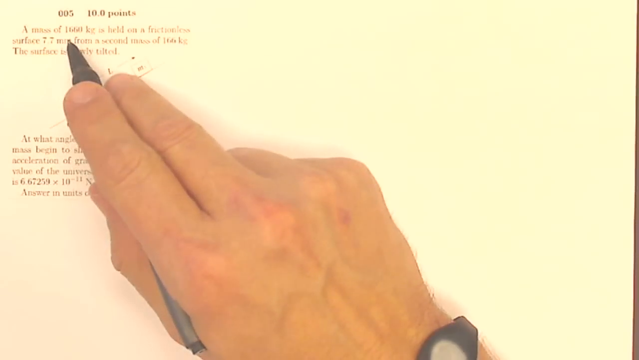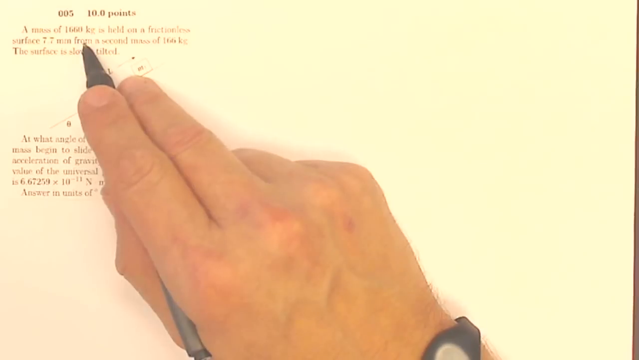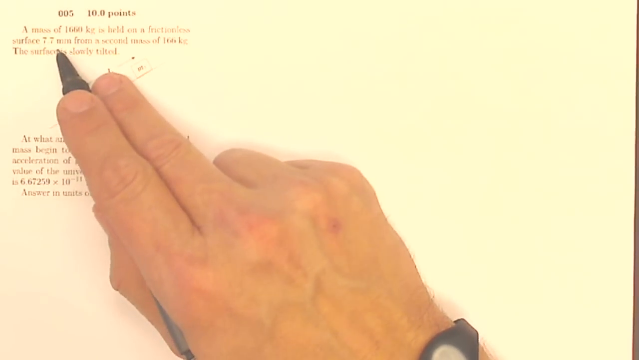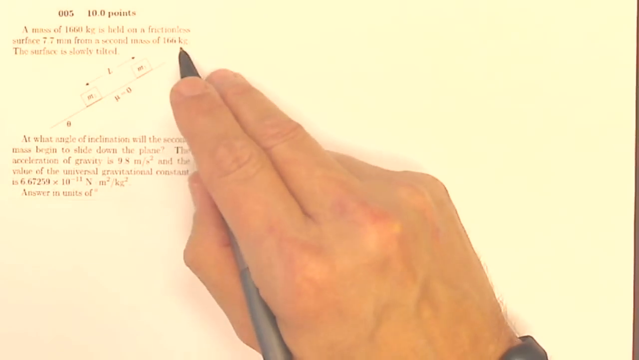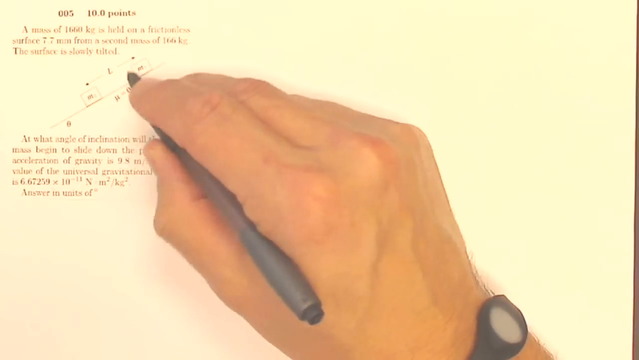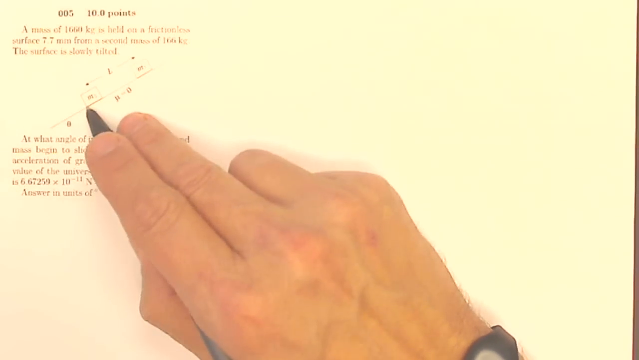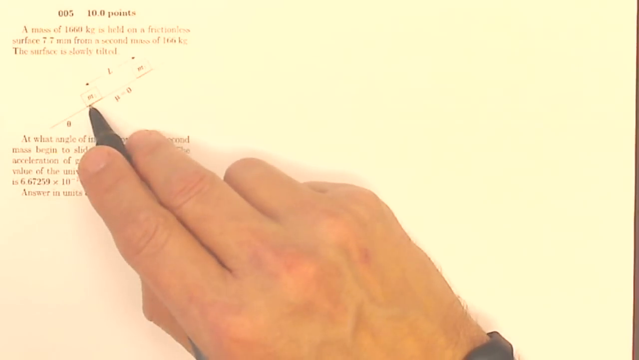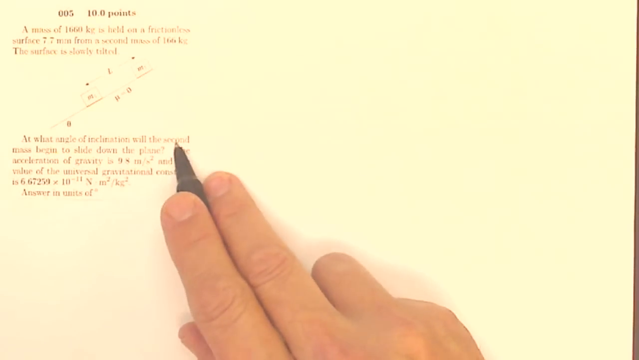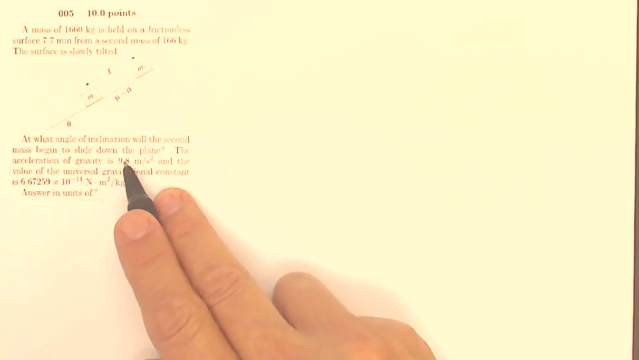This is AP Physics Homework 5.3, question number 5. A mass of 1660 kilograms is held on a frictionless surface 7.7 meters from a second mass of 166 kilograms. So this is the first mass, 1660. This is the second mass, 166. The surface is slowly tilted. At what angle of inclination will the second mass begin to slide down the plane?